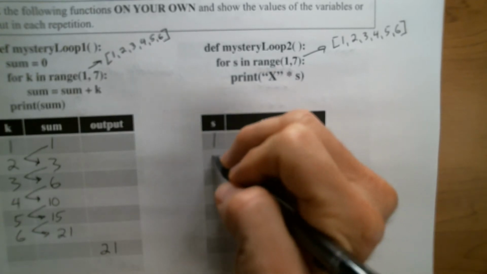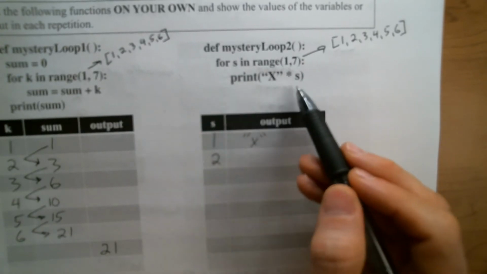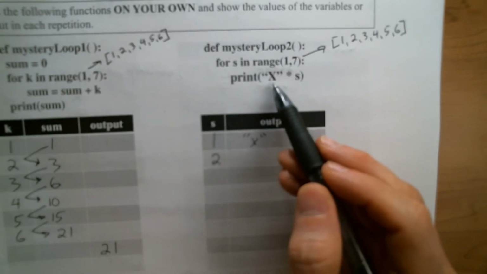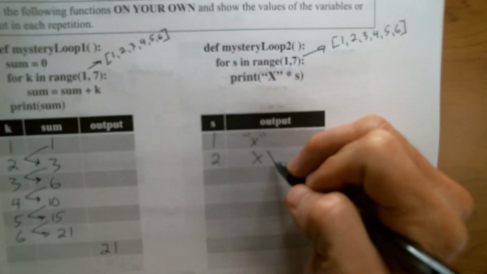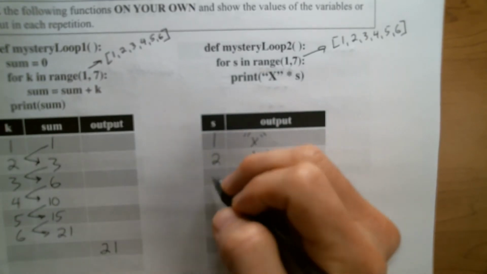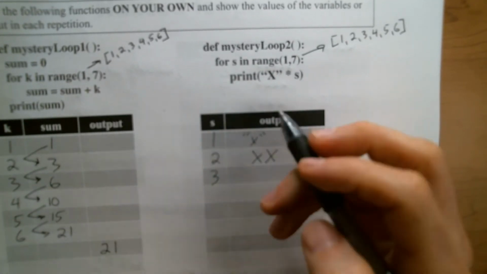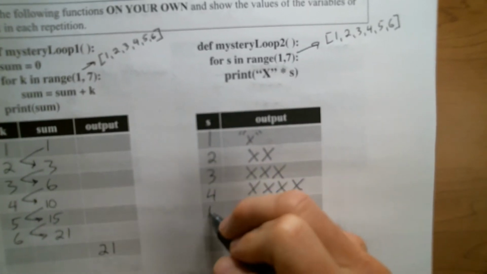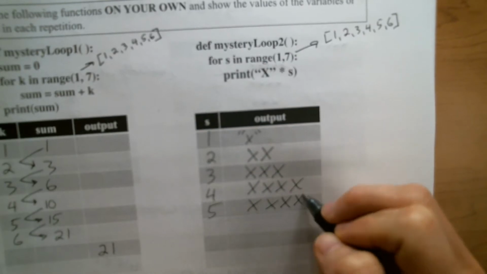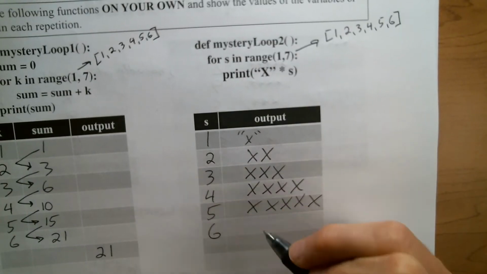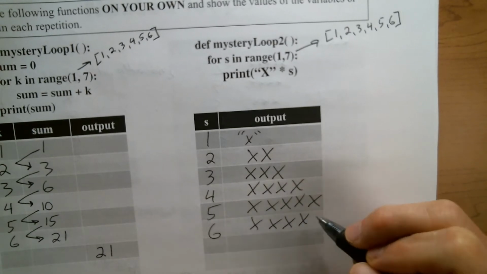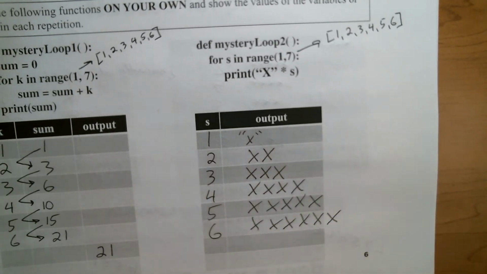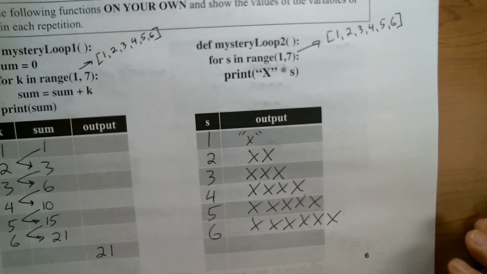All right, next time, S is going to go to 2. Now, we didn't save this in a variable, all right? We're just printing it out, so it's still just a single X times 2, which means it's going to give us 2 X's. And then when it goes to 3, it's still just a single X times 3, so we're getting 3 X's. And then we're going to get 4 X's. And then we're going to get 5 X's. And it makes this little triangle shape. And then we're going to get 6 X's. But we're not going to get 7 X's because, again, our list stops right here. So this is our stopping point.